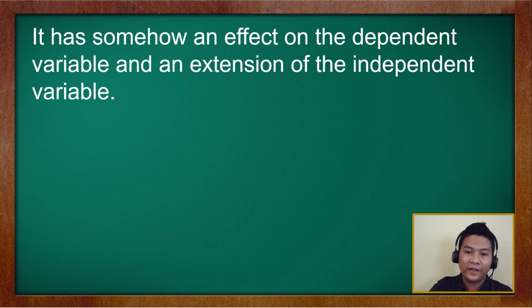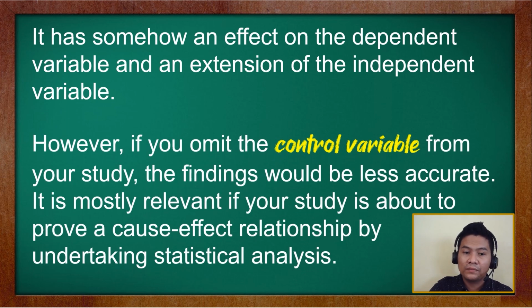It has somehow an effect on the dependent variable and is an extension of the independent variable. However, if you omit the control variable from your study, the findings would be less accurate. It is mostly relevant if your study is about to prove a cause and effect relationship by undertaking statistical analysis.